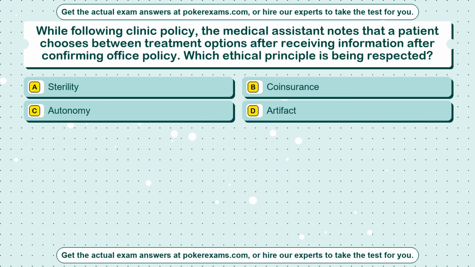Question 86. While following clinic policy, the medical assistant notes that a patient chooses between treatment options after receiving information after confirming office policy.